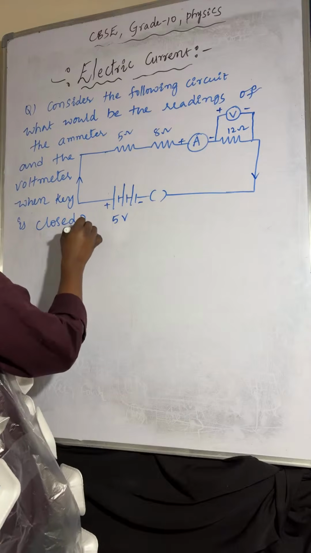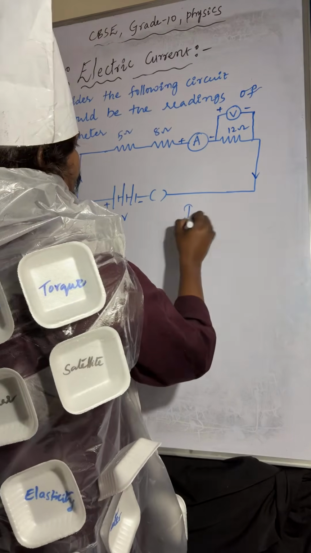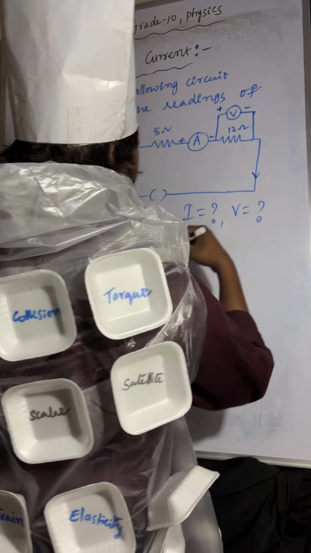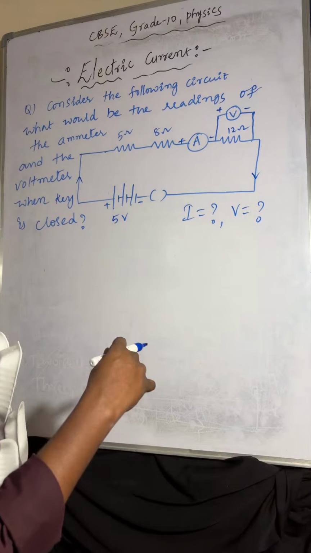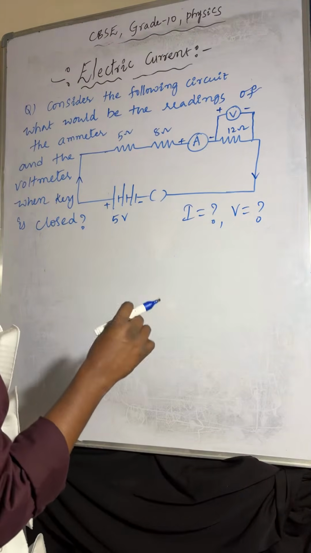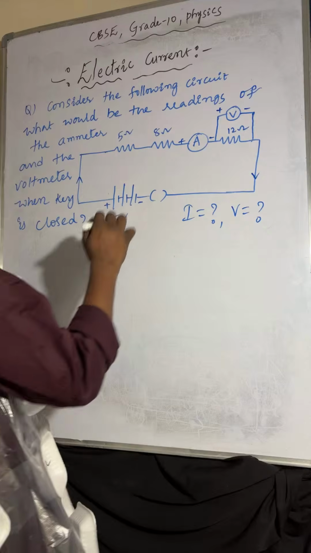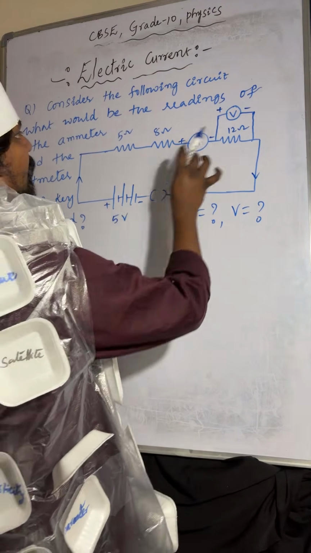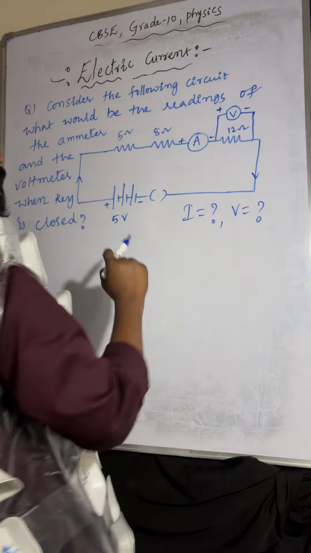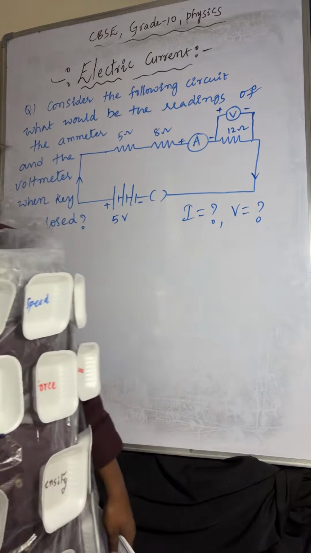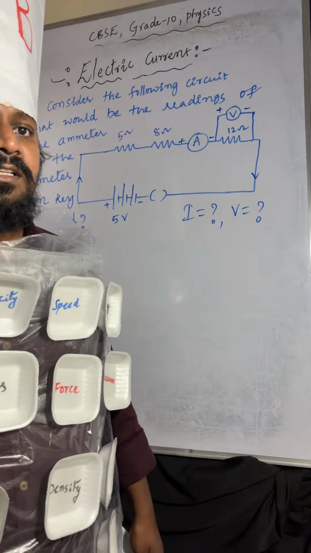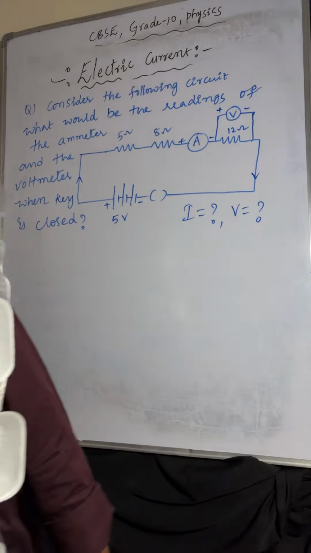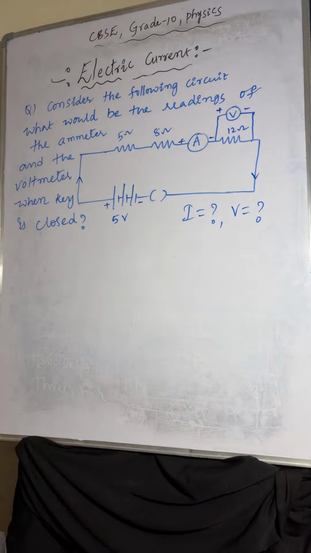Can you let me know? The ammeter reading means current, and the voltmeter reading is potential difference. So they asked what would be the readings of the ammeter and the voltmeter when the key is closed. See, you have to observe. Don't take the potential difference here. They are asking about the potential difference across the 12 ohm resistor, and the overall current. So try to find out how much you got.